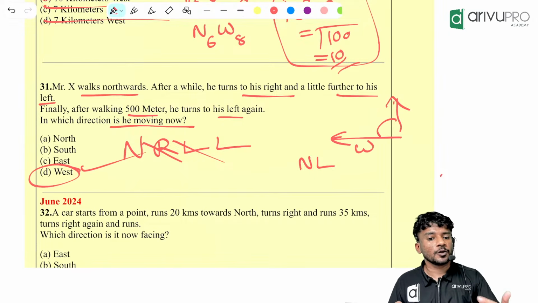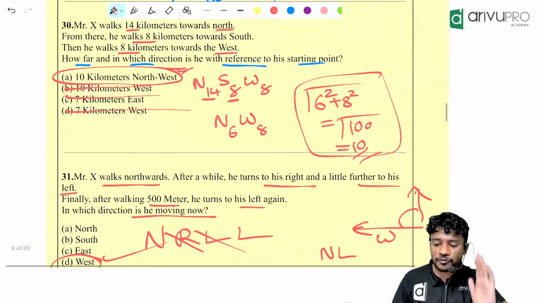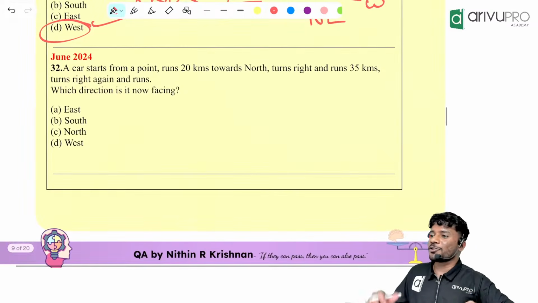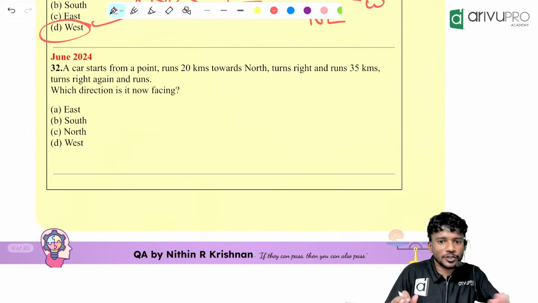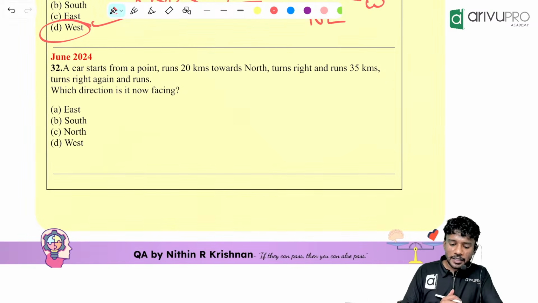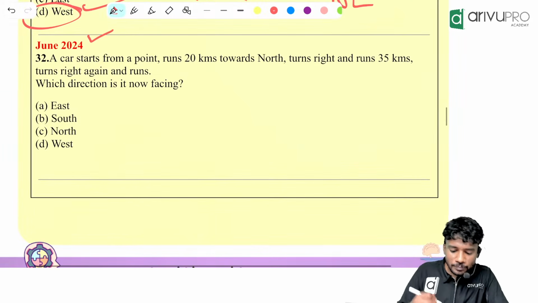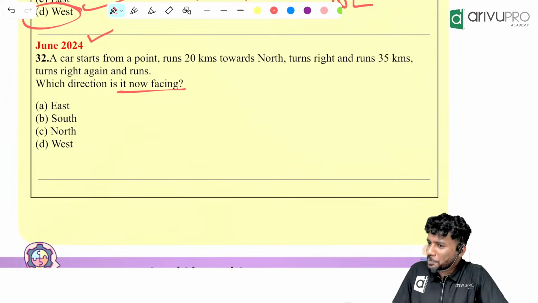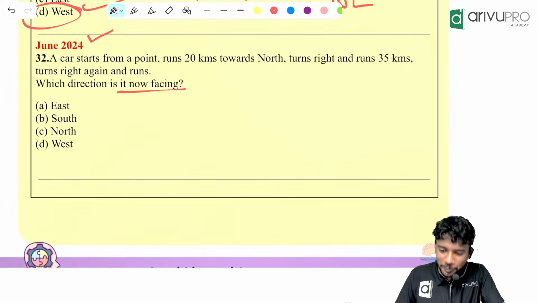Option D. Okay, this was just before the syllabus change. Then in June 2024, the new syllabus came, what we are currently learning. Now, June 2024, we need to know which direction it is facing now. Is it a repeated pattern? Yes. Type 1 question. Look here.